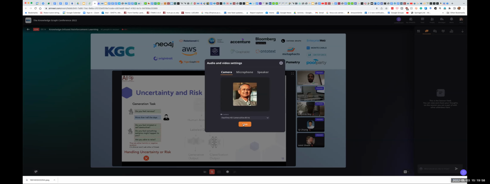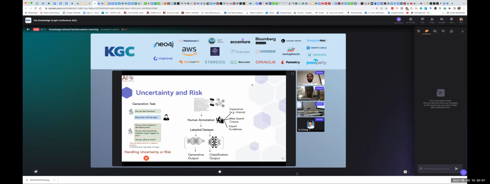Essentially, when we looked at it, the most important component of a labeled data set is the human annotations. And these human annotations, in this very simple sense, are not simply one-day tasks. They involve the annotators exploring experiences, histories, looking at web search corpuses, and also looking at expert guidelines. Some of our interactions with the clinical mental health care providers who are part of the annotation process told us about the expert guidelines that they themselves refer to in doing the annotation tasks.